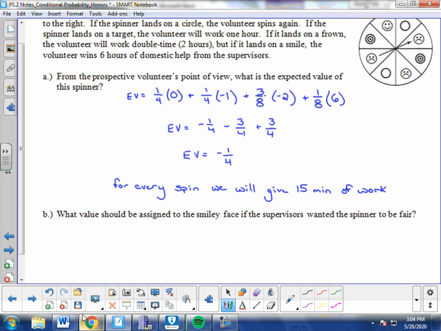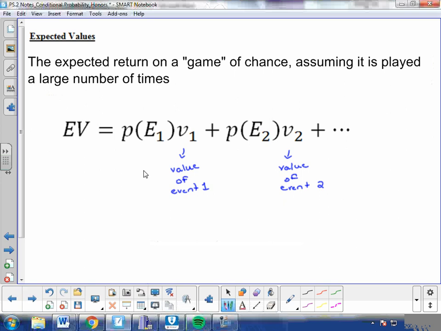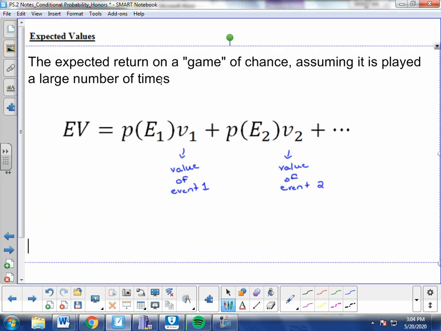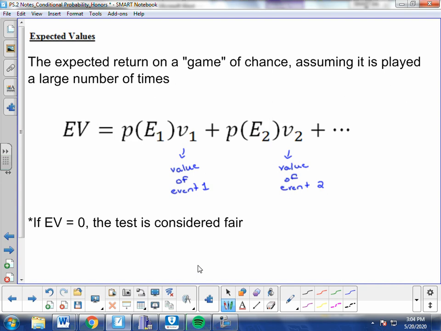Part B says, what value would be assigned to the smiley face if the supervisors wanted the spinner to be fair? So one thing to note about expected value, and I didn't put it down there when we came through here, but let's add this in now. If EV is equal to 0, the test or game of chance is considered fair, meaning that it doesn't favor one side or another.